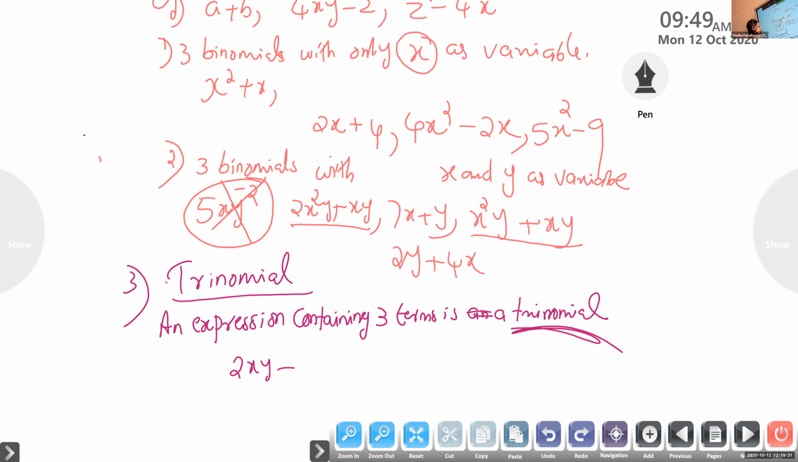Example: 2xy minus 7x plus 4. Three terms, 1, 2, 3. Another example, x square minus y square plus 7. Three terms. An expression containing three terms is called a trinomial.